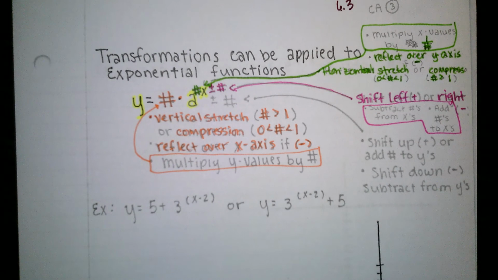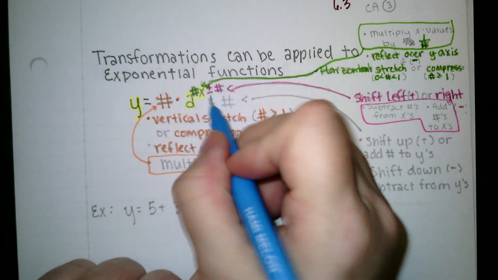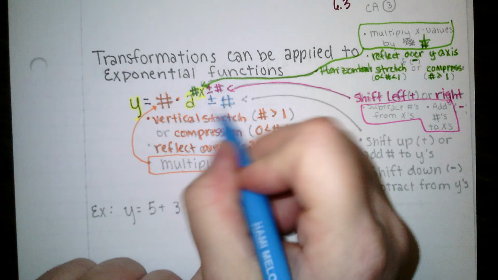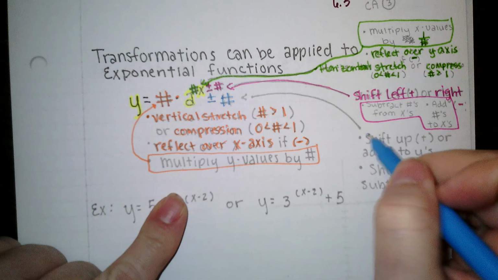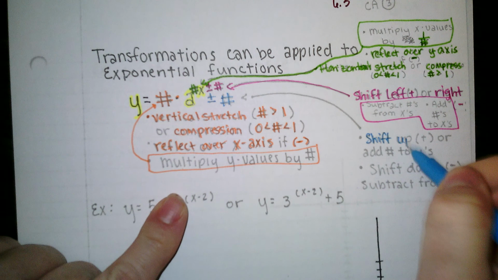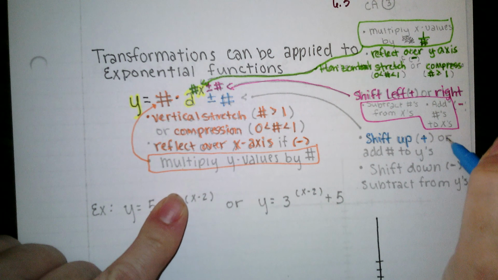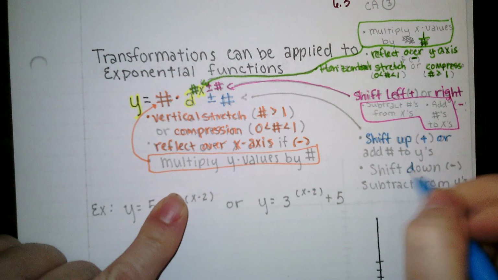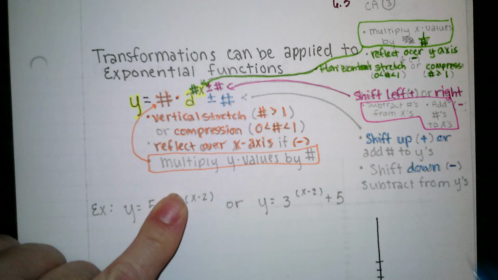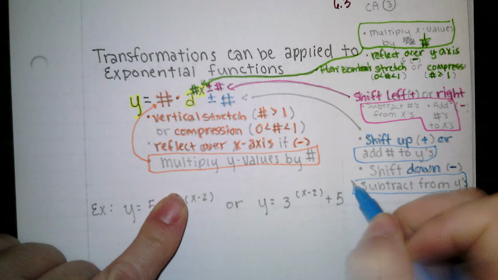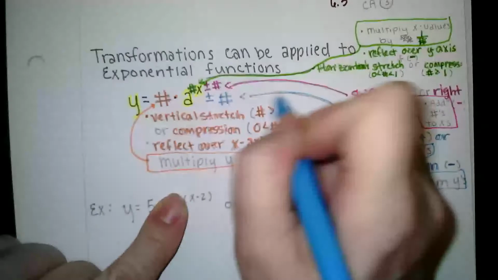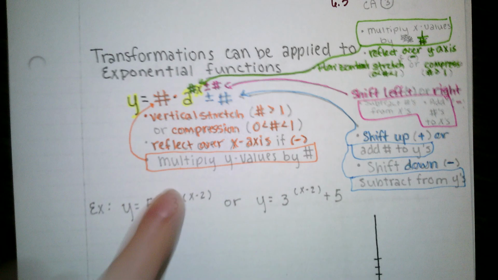The next transformation we're going to look at is the shifting up or down. And that's if we have a number added or subtracted down on the same level as the base. And that is a shift up if it is added, or down if it is subtracted. So what we do with that is we add that number to our y values if it is a shift up. We subtract that number from our y values if it is a shift down.